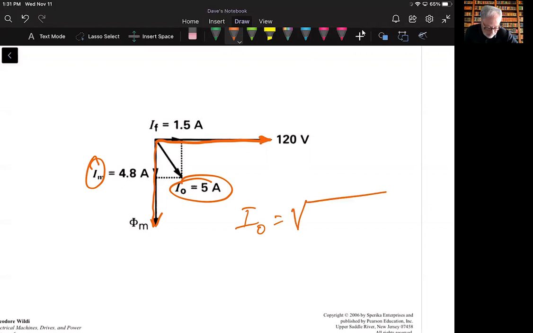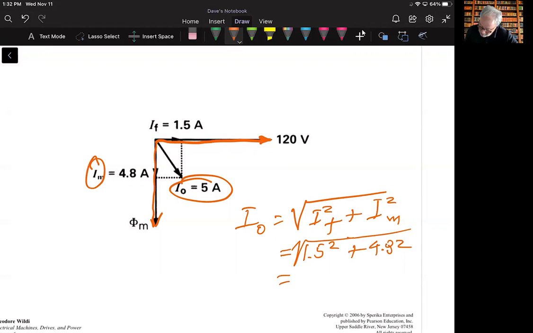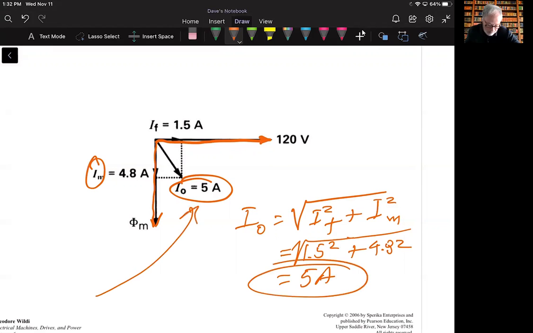It is going to be I squared F plus I squared M, and that would be 1.5 squared plus 4.8 squared. If you plug it in and roll, you'll end up with 5 amps, which we thought that would be from there. And these are the phasor relationships of that. Not the easiest thing in the world, but nothing here that you shouldn't be able to comprehend and work with, just bringing all this stuff together.